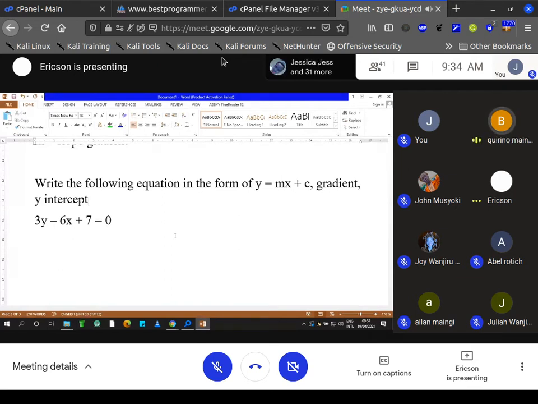Yes. y is equal to 2x minus 7/3. Yes, 2, and the y-intercept is negative 7/3. Okay, that's good.